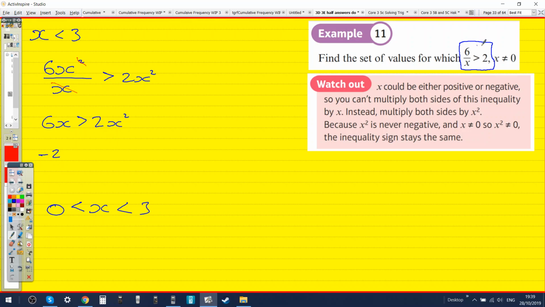No. And so instead of the answer being x is greater than 3, it's actually x is less than 3, but x is greater than 0 because it can't be negative. And so it's between 0 and 3. And a way to calculate that is to multiply both sides by x squared because it can't be negative.